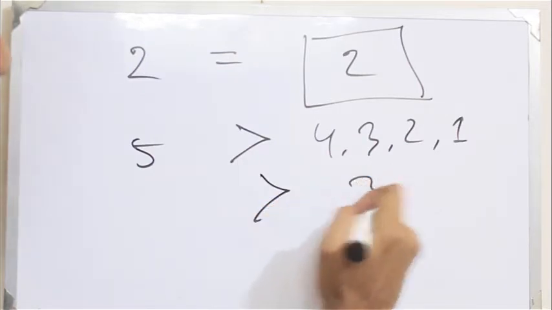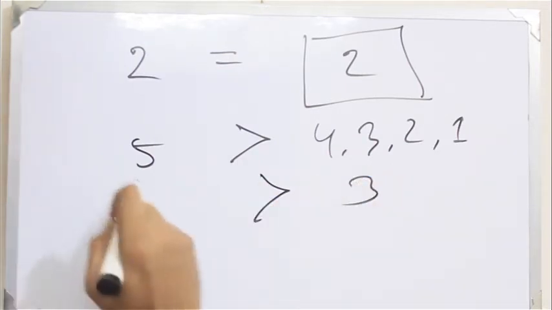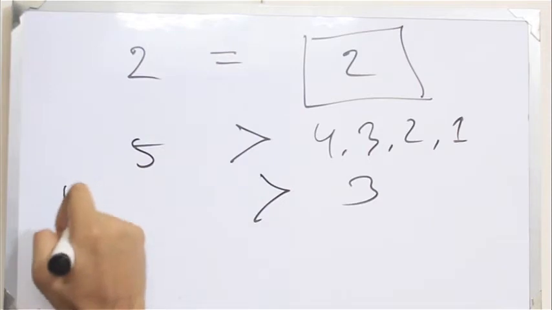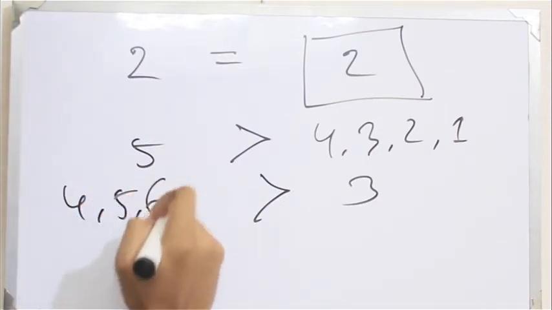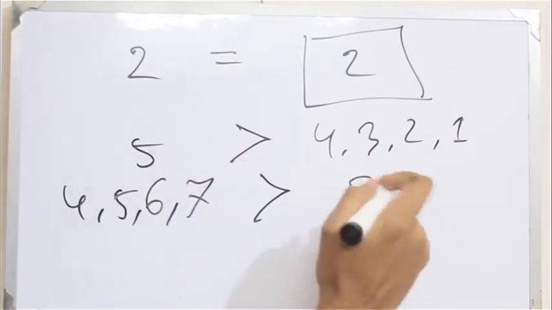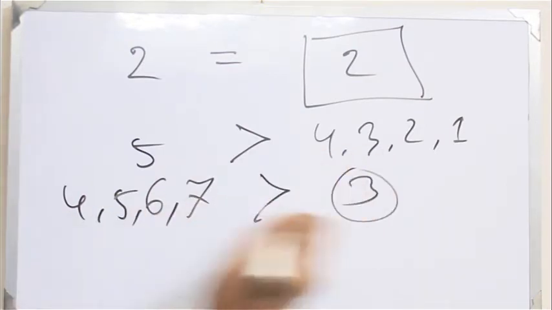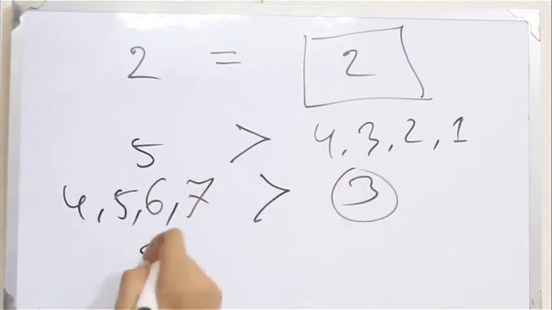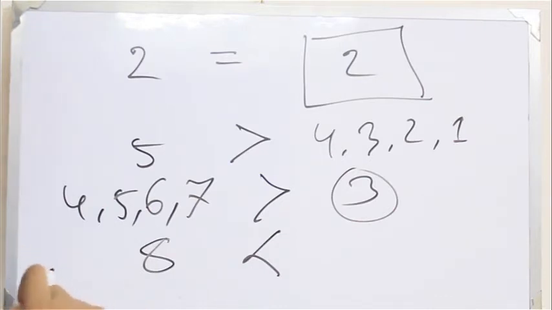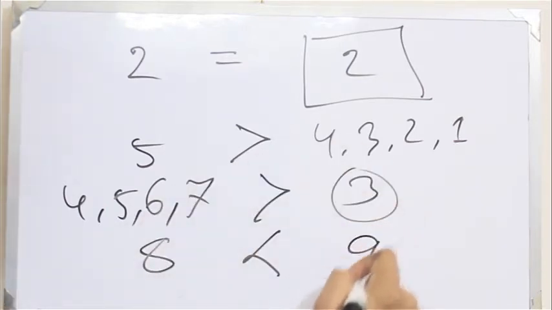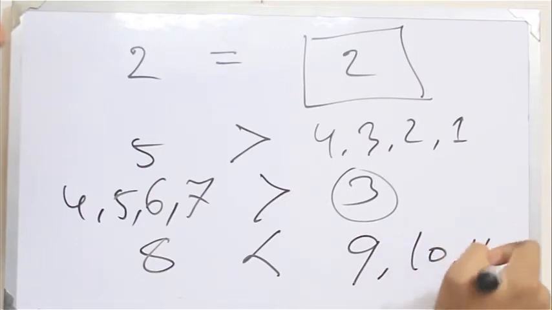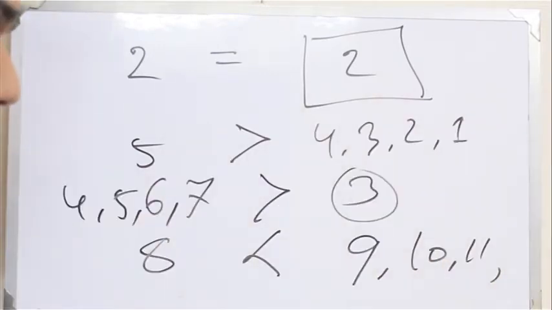Now next one is dash is greater than 3. Whatever is greater than 3, like 4, you can say 5, you can say 6, 7, whatever number, if they put it more than 3, then it is correct, right? Now 8 could be less than something, 9, 10, 11, and so on. So you keep doing the exercises like this. Once the exercise is done, you go to the next exercises.